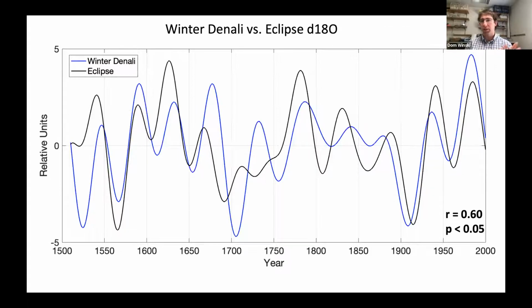Unfortunately, we can't really do this yet with Mount Logan, because the snowfall in Mount Logan is much lower in amount than it is at Eclipse and Denali. So we need to go back and basically get more snow from Logan to test this hypothesis there. I also want to add that I have filtered this time series with a bandpass filter to remove the red noise, the overall long-term trend, as well as the white noise and the short-term trend, to really focus on this multi-decadal to centennial variability.